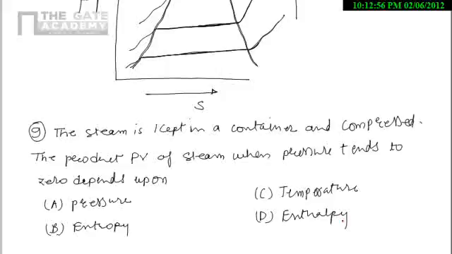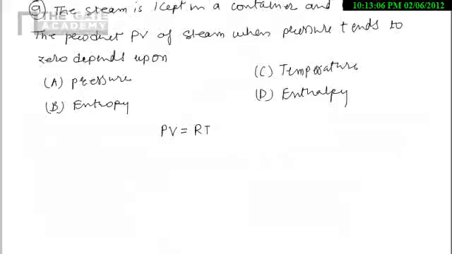So now we have to see the product PV. If we know the perfect gas law, then PV equals RT. So PV is directly proportional to T. If we talk about the product PV, it's directly depending on T. So when pressure tends to zero, it will depend on temperature. So the correct answer for this problem is C, temperature. The product PV of the steam when pressure tends to zero depends upon temperature.